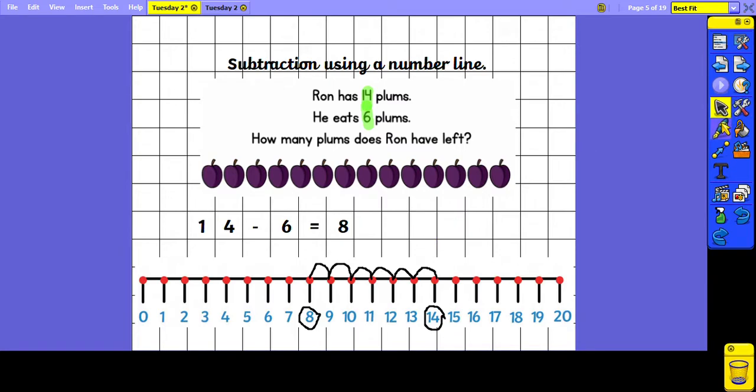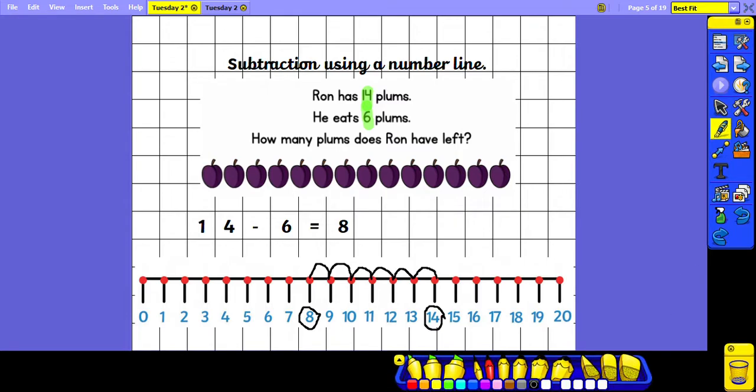Now that is one method of using a number line to subtract, and that's the one that you'll all be familiar with. What I'm going to do now is show you another way that we can subtract using a number line, and this way is a little bit quicker and a bit more efficient.